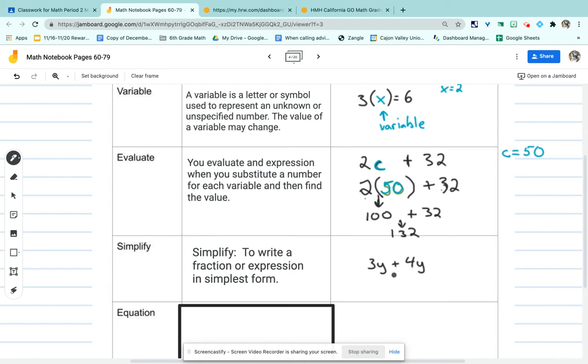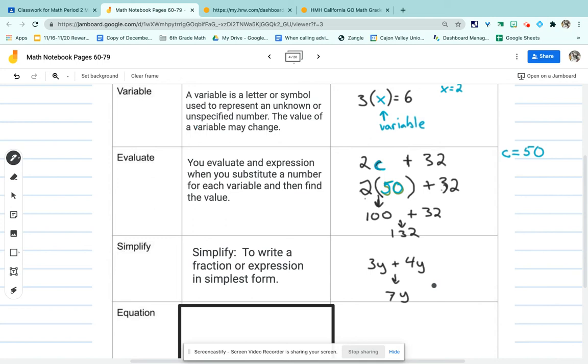Now, because we have two of the same variables, both y, and we have 3y and 4y, I can simplify this and just call it 7y. I don't know what the value of y is. I don't know what the total value of the expression is. I can't evaluate it, but I can just simplify it. So I added 3y plus 4y equals 7y.